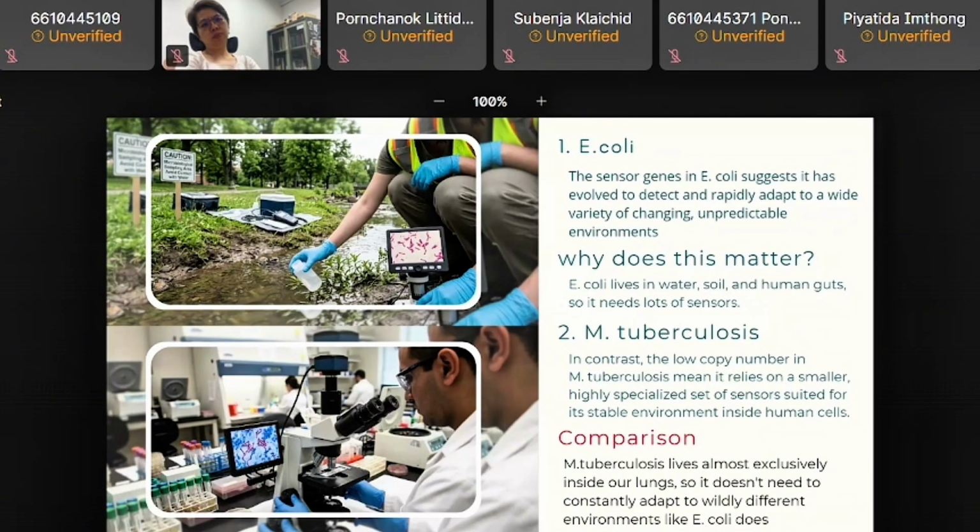The original genes keep doing their essential work, while the new duplicated genes are free to mutate and adapt to detect the different environments. In contrast, Mycobacterium tuberculosis lives in a very stable environment inside our lung. It doesn't need to constantly adapt, so a single gene or a very low copy number is enough to perform its essential work. It simply doesn't need to waste energy making an extra copy.